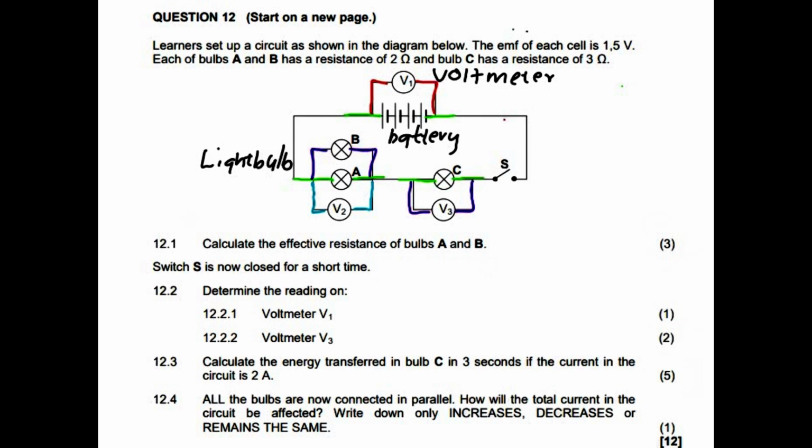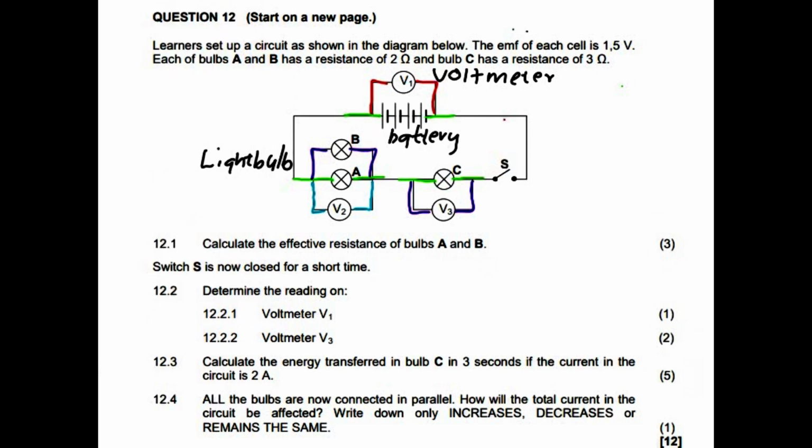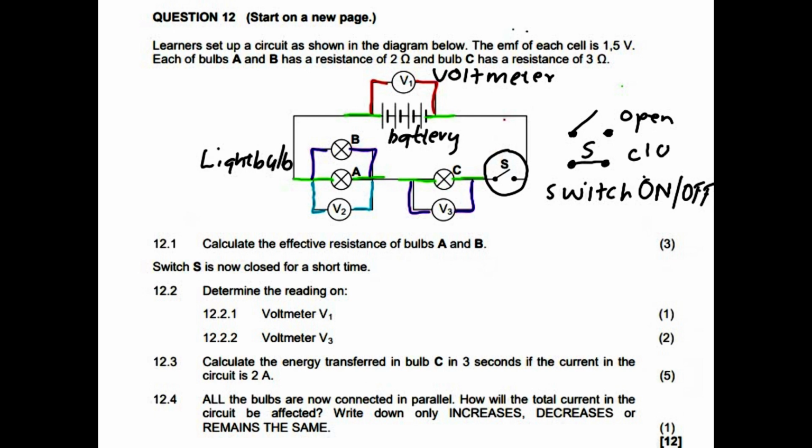Last, we have a switch. So when a switch is drawn like that, there we have a switch S. You can see it's a switch. So a switch, as you know, you can turn it on or off. When it's drawn like this, it means that the switch is open, meaning it is off. Sometimes they will just draw it like this when you close it. So the switch is closed, meaning it is on.